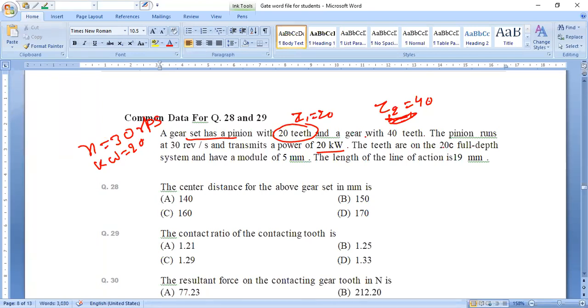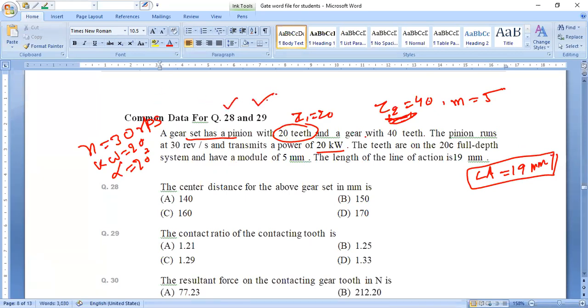And teeth are 20-degree full depth. So pressure angle alpha is 20. Alpha is 20-degree full depth and have a module of 5. So module is 5. The length of the line of action is 19 mm. Line of action is 19. So this is the common data for the question 28 and 29.